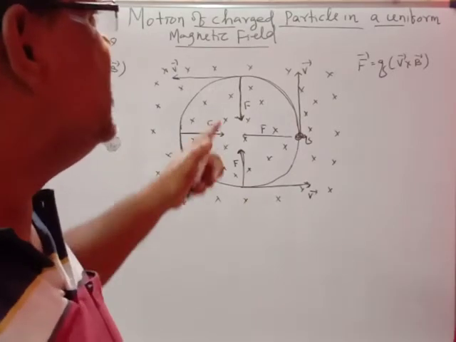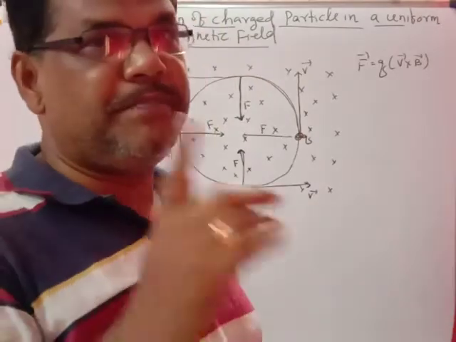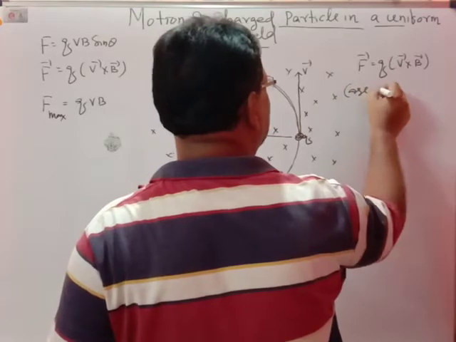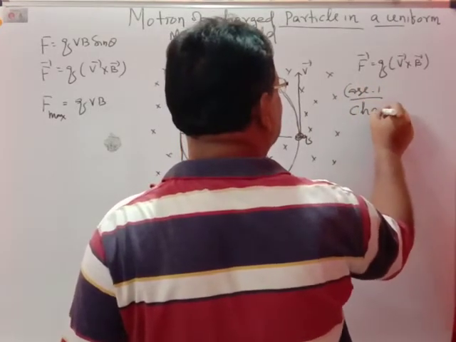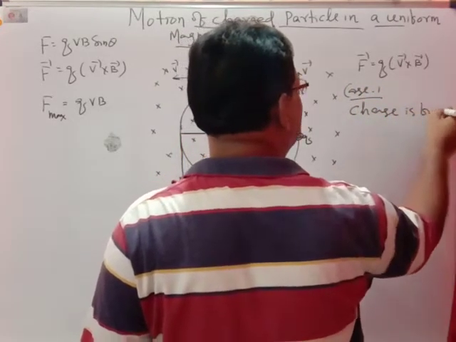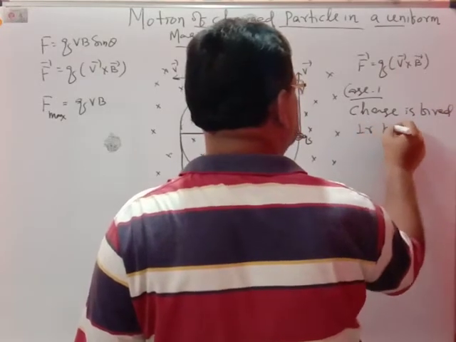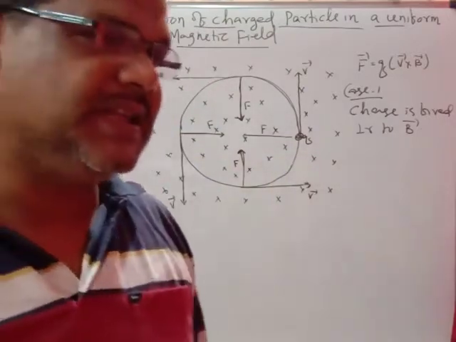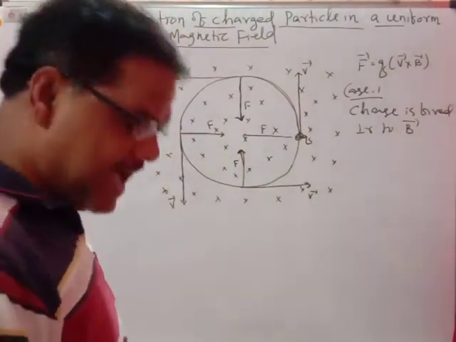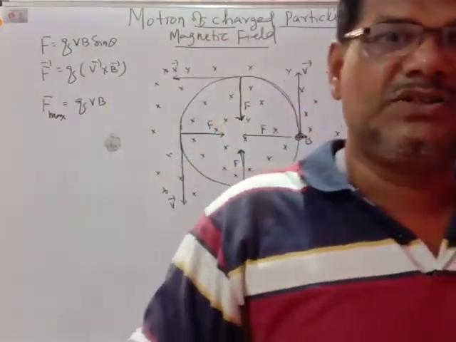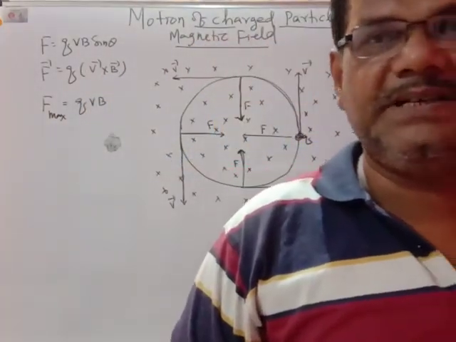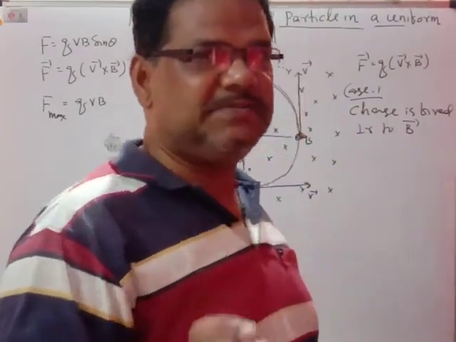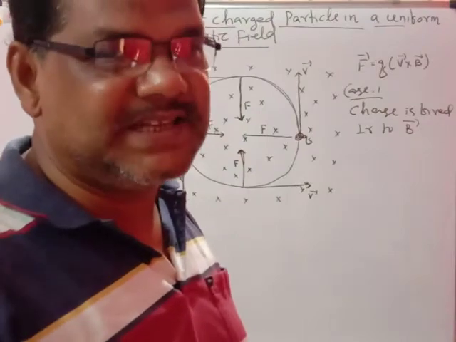The important case, Case 1, is that the charge is fired perpendicular to the B vector. In this case, the charged particle is moving in a circular path with a radius r. Now, as it is rotating in a circular path, the centripetal force comes into play, and the maximum magnetic force acting on the charged particle must provide the necessary centripetal force.